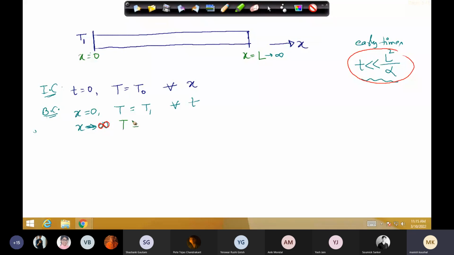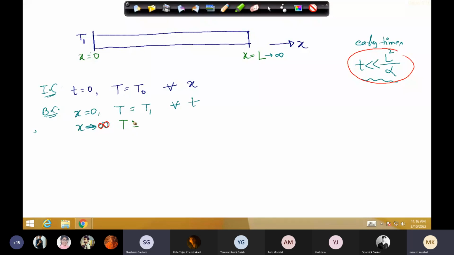T equals to, what do you think, Shashank? T infinity. See, your initial temperature is what, Shashank? T naught? Yes. And heat is not reaching that end because it's too early. So what will be the temperature at that point?